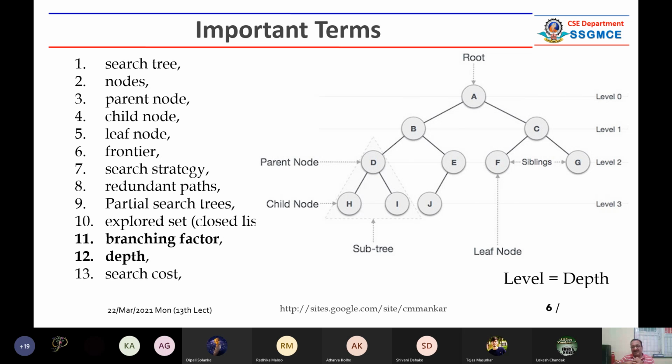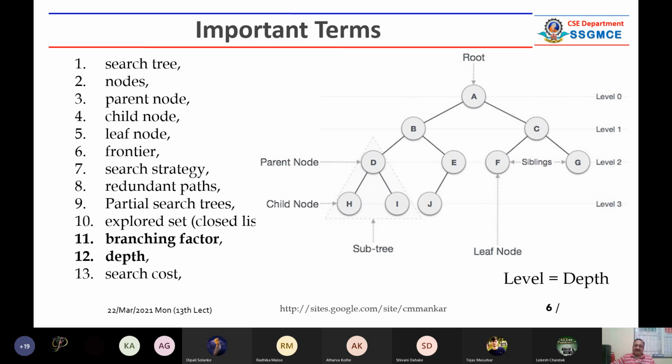A tree does not mean that there must be more than one or two nodes. A single node can be there. So for example, F and G are there. These are the siblings. Or D and E are there. They are siblings to each other, meaning they are brothers on one level. So there are many terms, but you have to understand them from a conceptual, theoretical point of view. What is that?